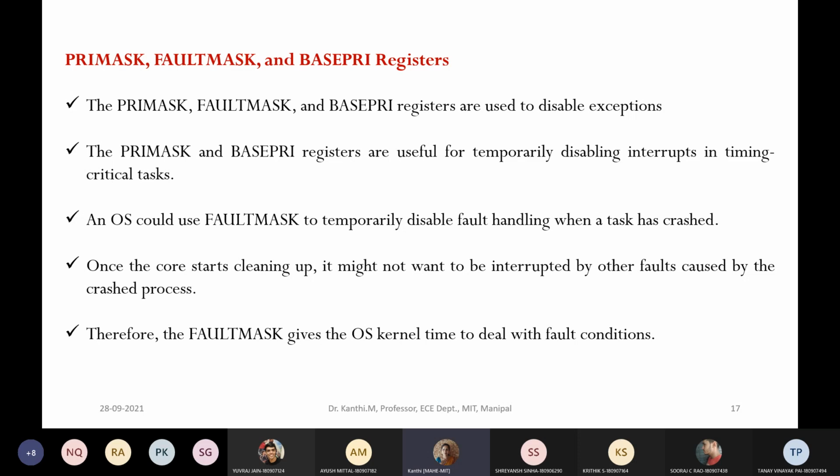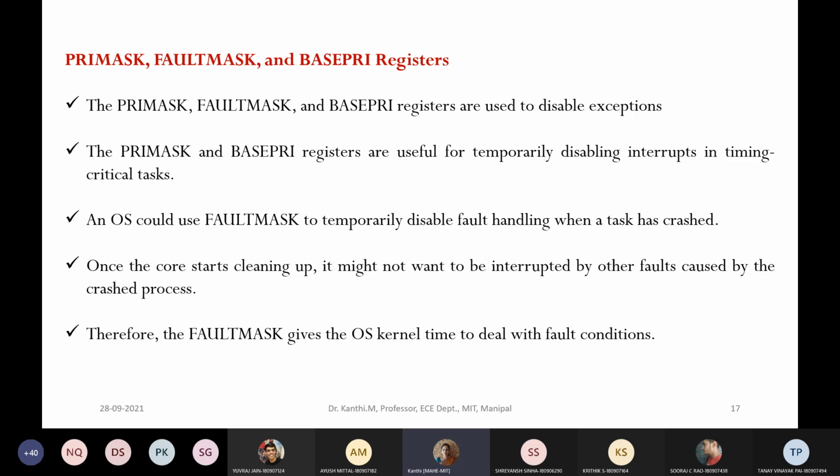So once your kernel starts cleaning up, it might not want to be interrupted by other faults caused by the crashed process. Hence your fault mask gives the kernel time to deal with your various fault conditions. There are different types of fault.